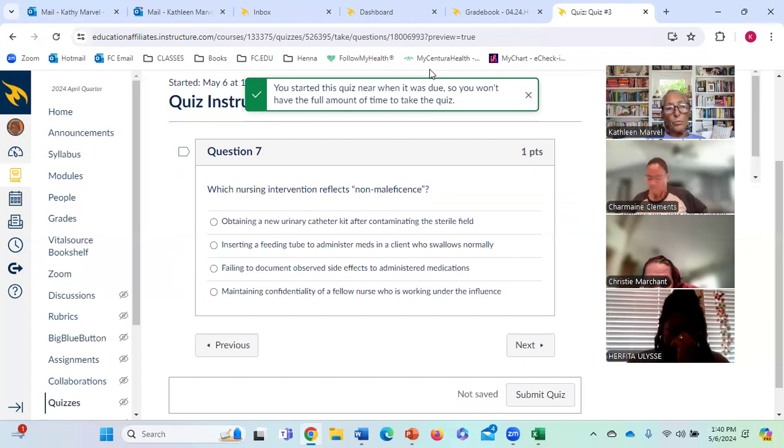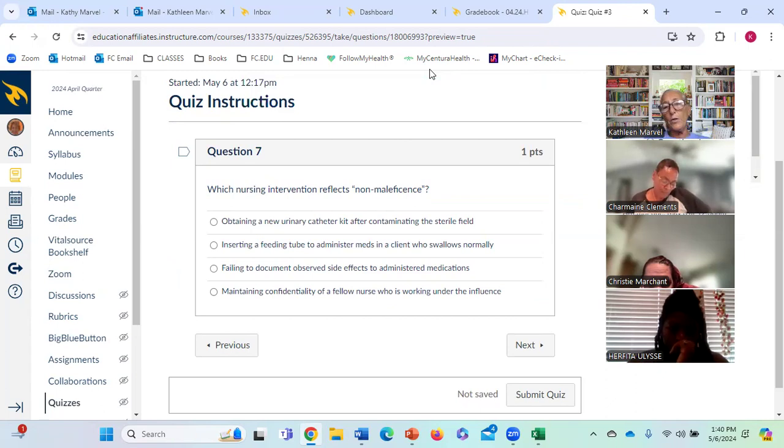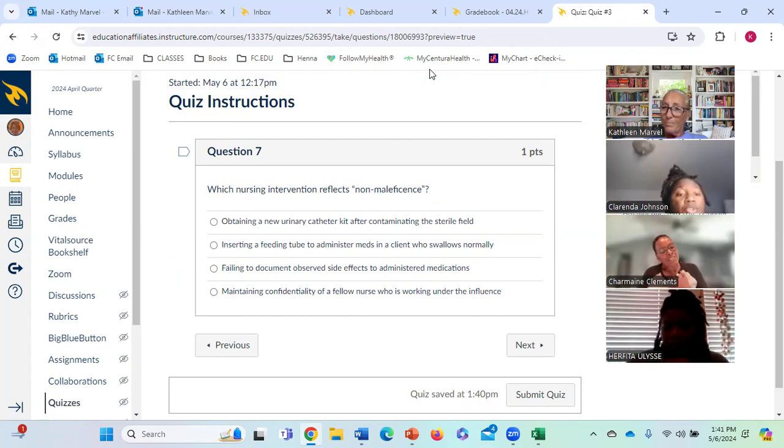Hey, which nursing intervention reflects non-malfeasance? What is the difference between non-malfeasance and beneficence? Those are two ethical principles. What are they? What's non-malfeasance? Do no harm, intentionally do no harm. And what's beneficence? Do good, right?